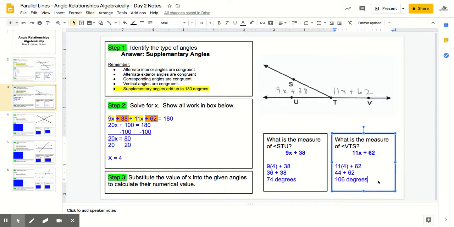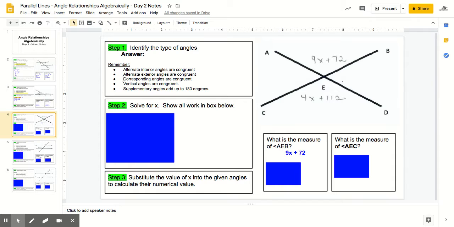And again, you can check to make sure that you are correct with these angles as well by simply adding them together. And when you add them together, they should equal 180 degrees because they are supplementary. And in this case, 106 plus 74 does in fact equal 180 degrees, so we know we are correct.